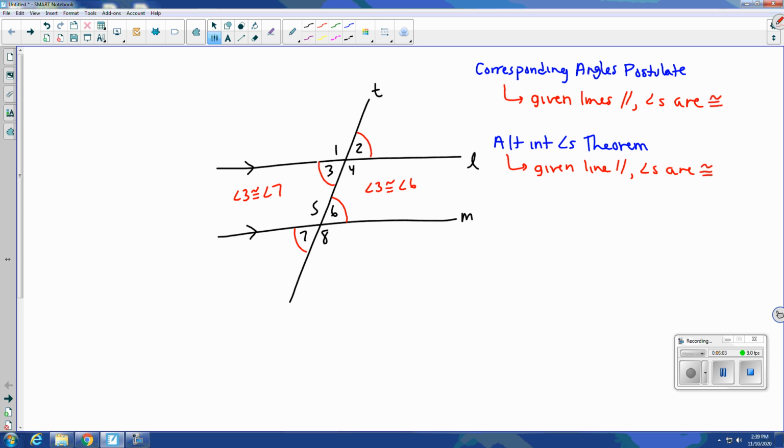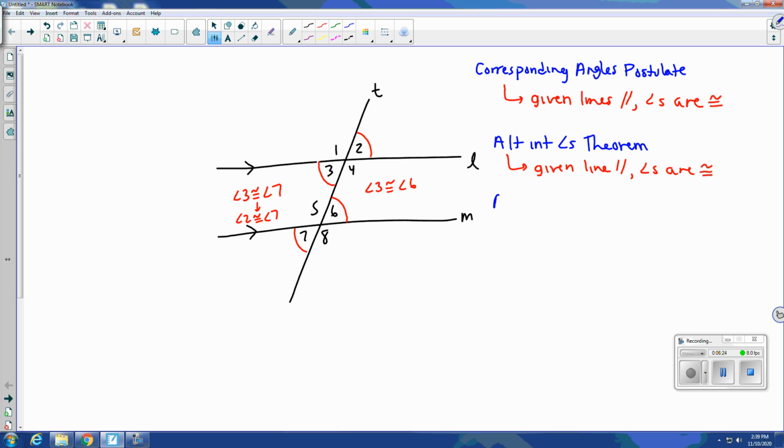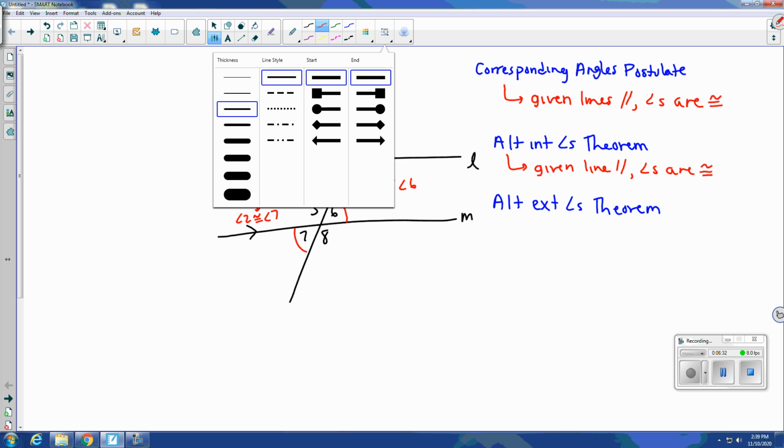Now, if 2 is congruent to 3 and 3 is congruent to 7, then 2 is congruent to 7. So we can say 2 is congruent to 7, knowing that 2 is congruent to 7. What types of angles are those? Those are alternate exterior. So we can come up with another theorem that says alternate exterior angles are congruent, given the lines are parallel.